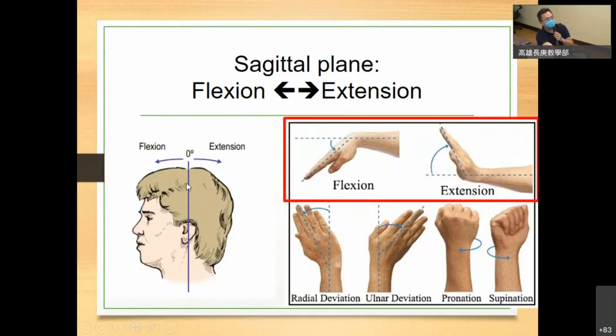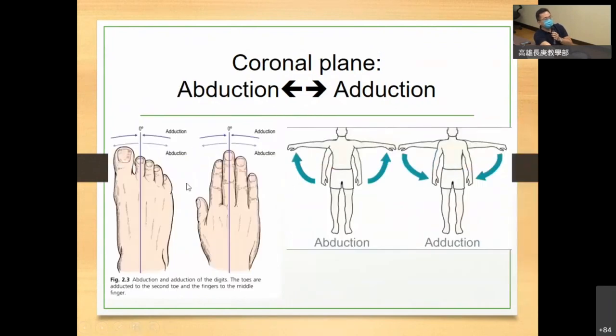In the sagittal plane, the motion is flexion and extension, just like the picture on the left-hand side. This is the head in the sagittal view, and we use flexion to mean forward, and extension means backward. So these are sagittal plane motions. In the upper right-hand side, we see from the sagittal plane the wrist: flexion, and backward means extension. So if we use the words flexion and extension, that means we are describing motion in the sagittal plane.